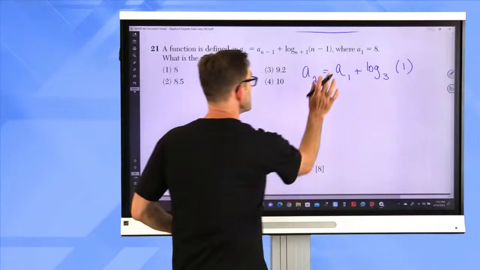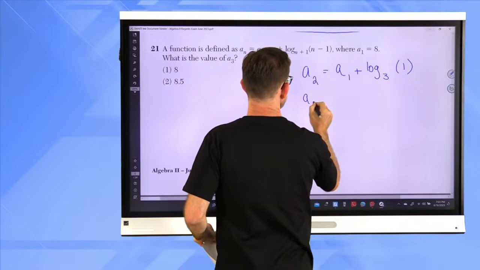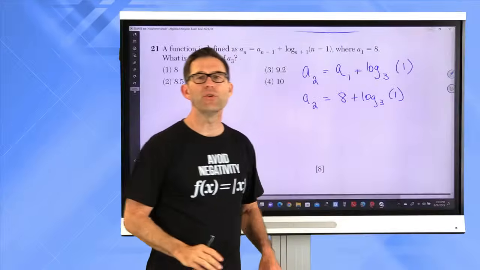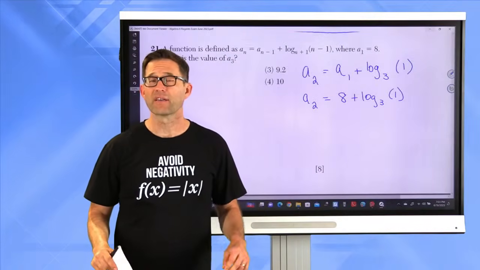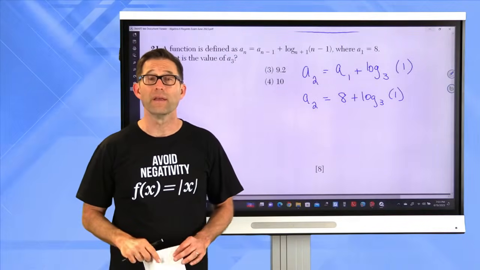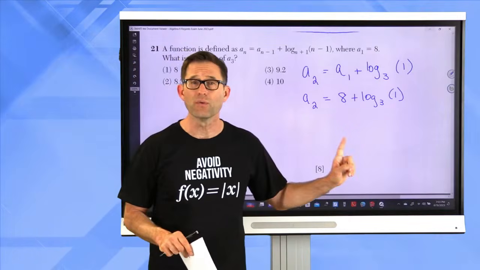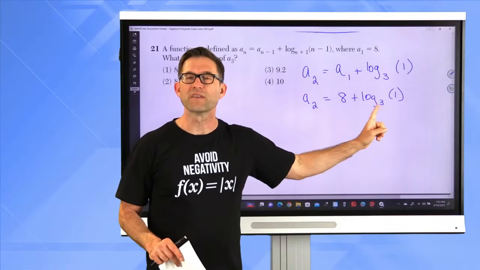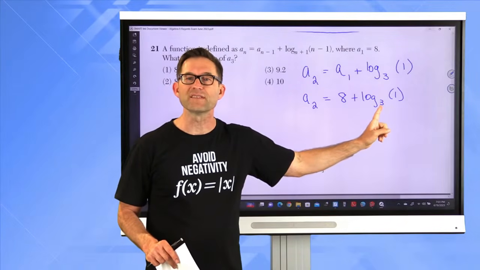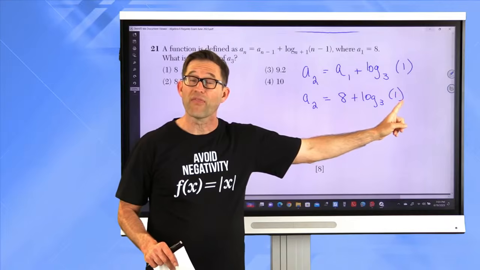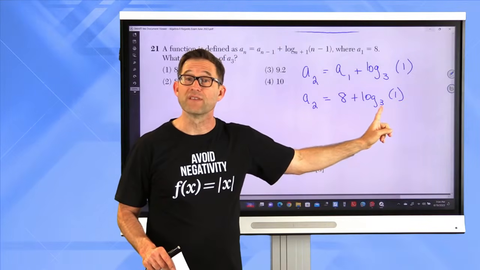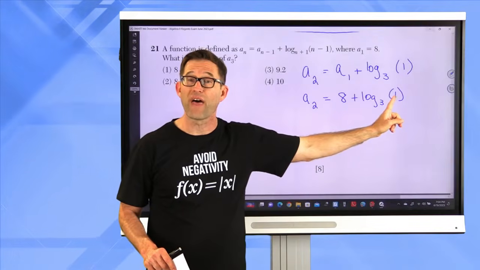All right, now we just need to fill in some numbers. So a2 is equal to 8 plus log 3 of 1. Now, it'd be great if you knew what log base 3 of 1 is. In fact, the log base anything of 1 is 0, because what logarithms do, this is the first time we've really discussed it, is give you the exponent you need to raise this number to in order to get that number. Let me say that again. Logarithms are the number we have to raise this number to in order to get that number.